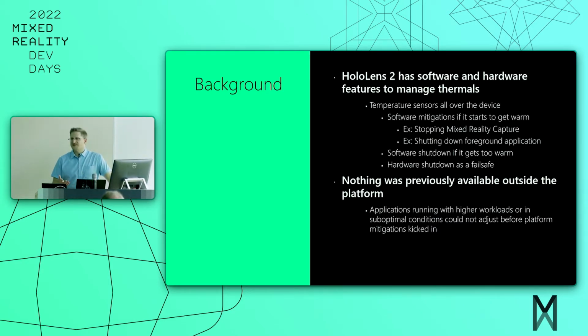So the big reason we have an SDK at all is that even though we're doing all these things internally on the platform, there's nothing available to the application. And the idea here is that the developer and the application know a lot better what they're doing and what they're going to be able to throttle back to reduce performance in order to reduce heating, either because the application itself is running with a high workload, or maybe it's running with a lower workload, but in a higher ambient environment.